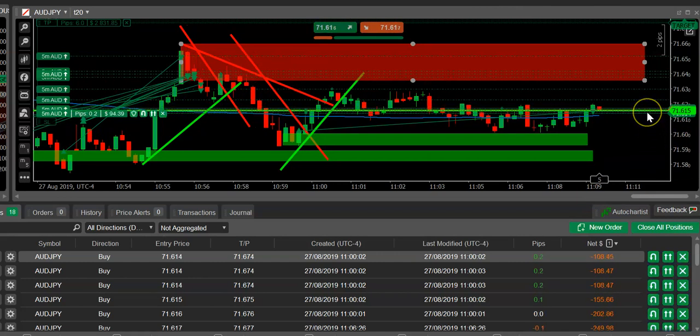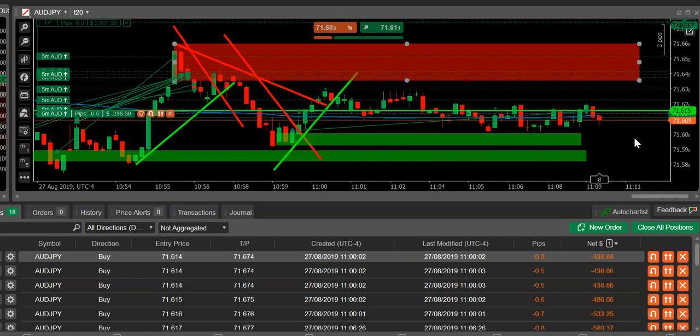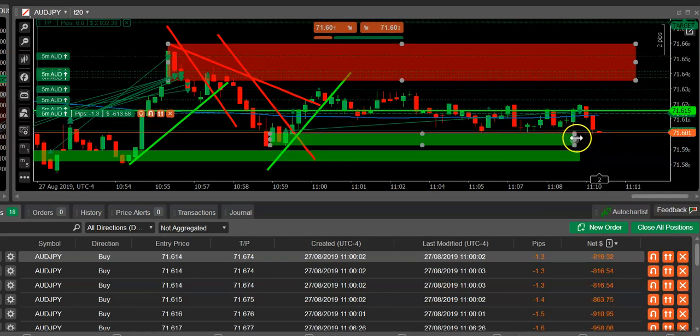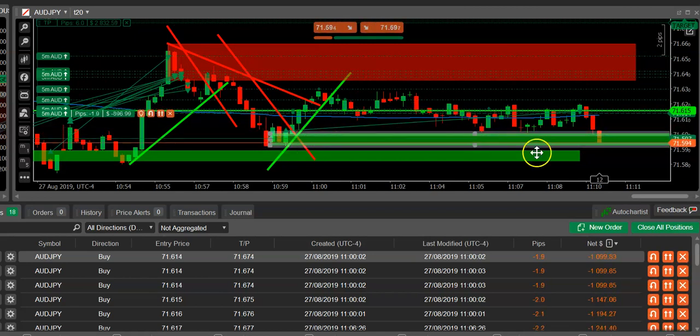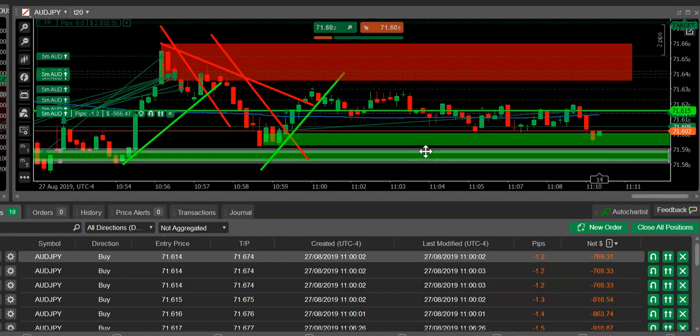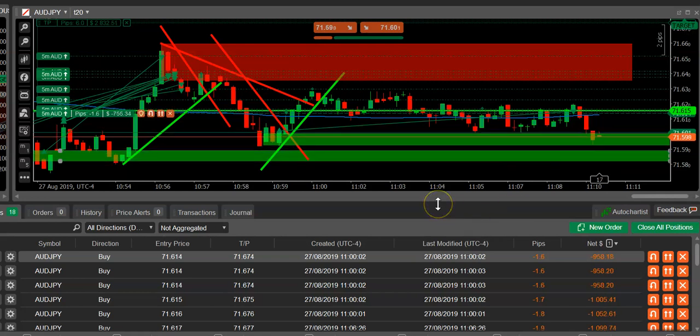This is like the scrum line here, 71.61. The line of scrimmage in American football. Rather, the Bears try to push it down below 71.61, and now the Bulls try to push it up above it. And here's our zone, our demand zone. Again, this was the source, the origin. And we've got tested support here. Very well defended. You see it came right into the zone.